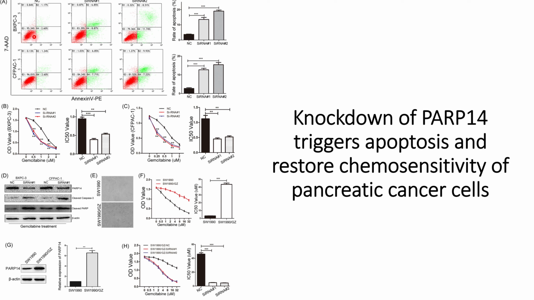And in both the cell lines, BXPC3 and CPF-AC1, they have seen an increase in the apoptotic or dead cells compared to the control whenever PARP has been silenced. And these are quantified on the right hand side of panel A, where we can see that the rate of apoptosis is significantly higher in both the siRNA conditions and in both the cell lines.